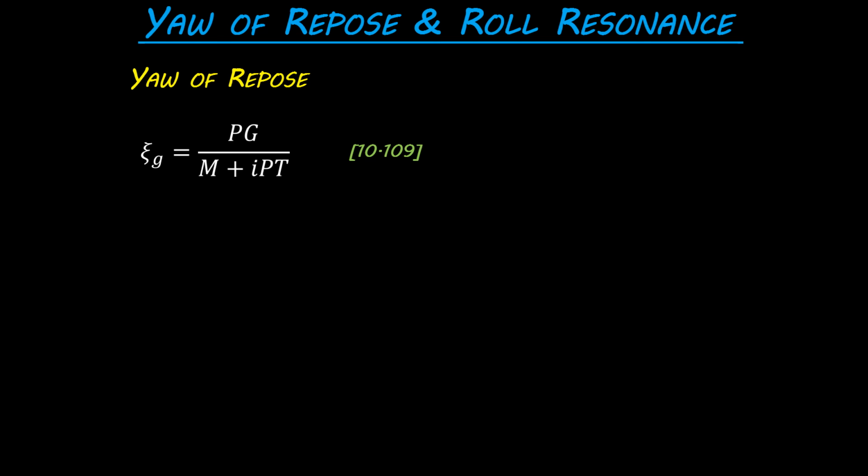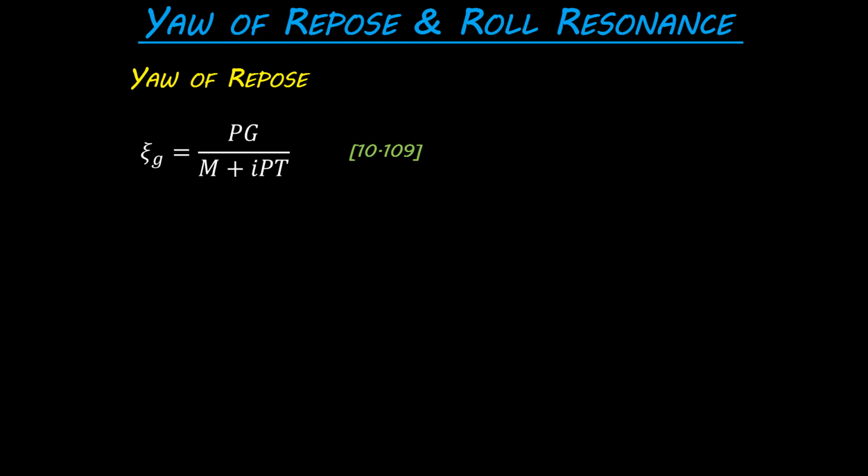Okay, so next we're going to talk about the yaw of repose and roll resonance. Let's start with the yaw of repose. We introduced the concept of it in the past. In this kind of analysis, we are using a unitless value for the yaw of repose. That subscript g represents the fact that the yaw of repose comes about because of gravity acting on the projectile. And we can use 10.109 to get our unitless yaw of repose value out of this.